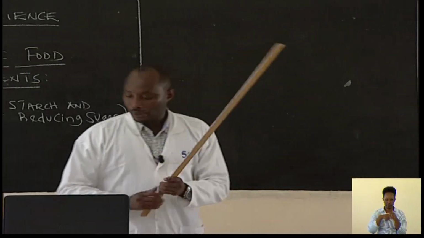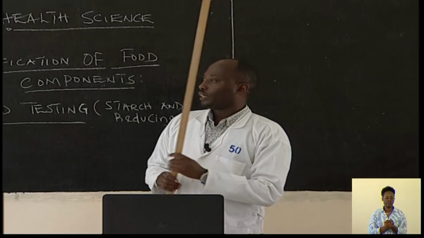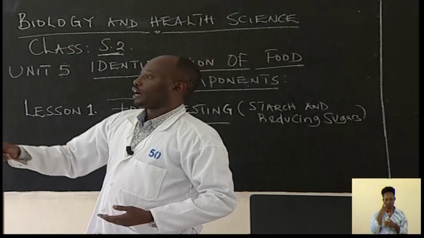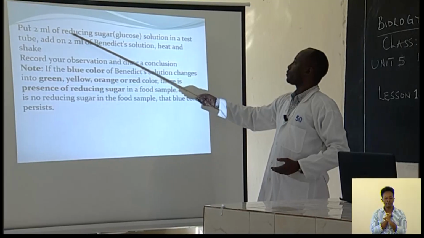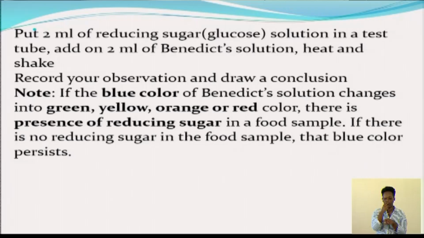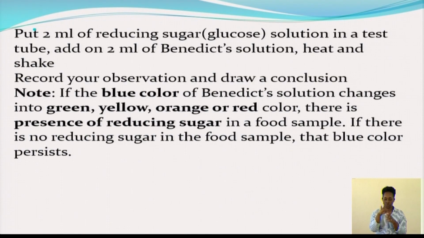Now we go to how I'm going to conduct it. I'll put 2 milliliters of the reducing sugar, glucose or biscuit solution, in a test tube, and I add 2 milliliters of Benedict's solution. Then I shake, then I heat. Then I record the observation and I draw the conclusion.